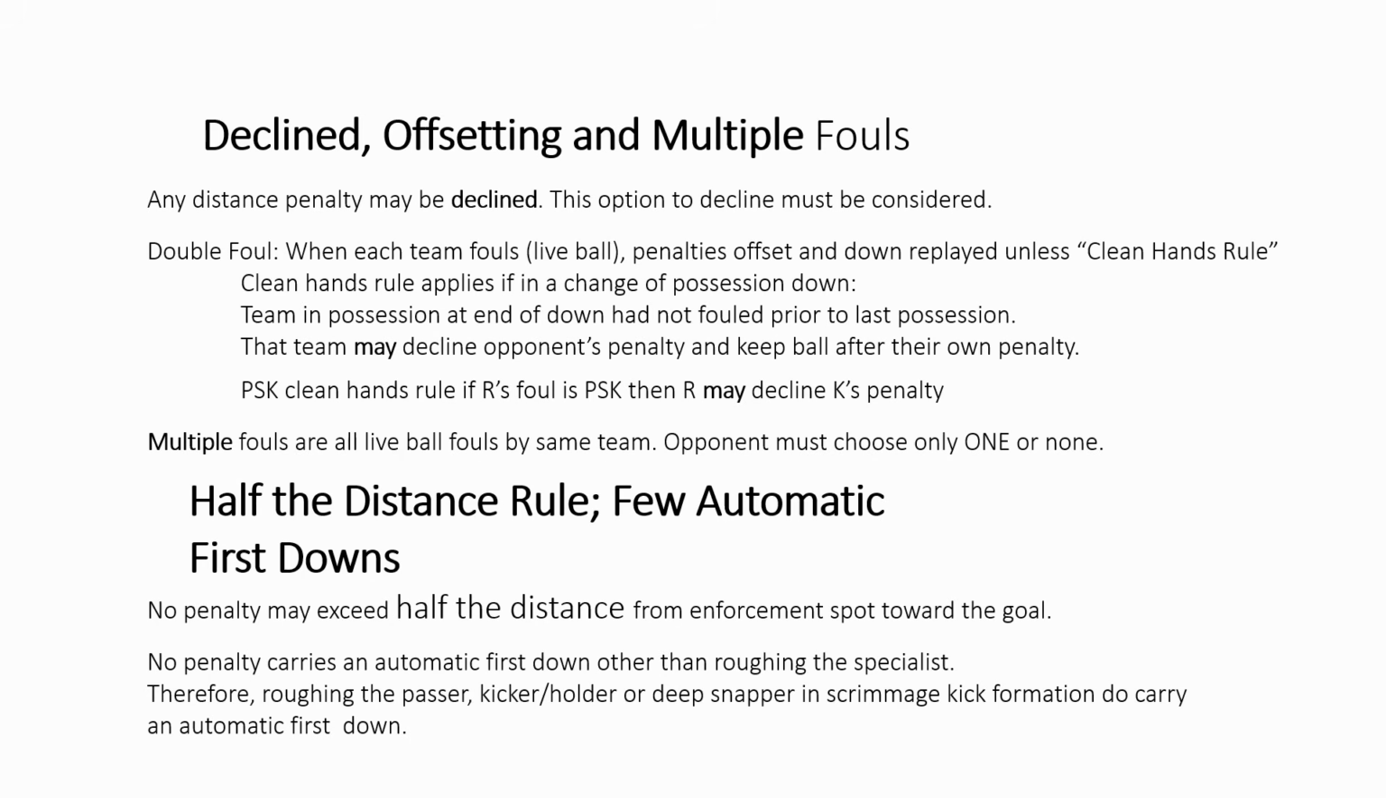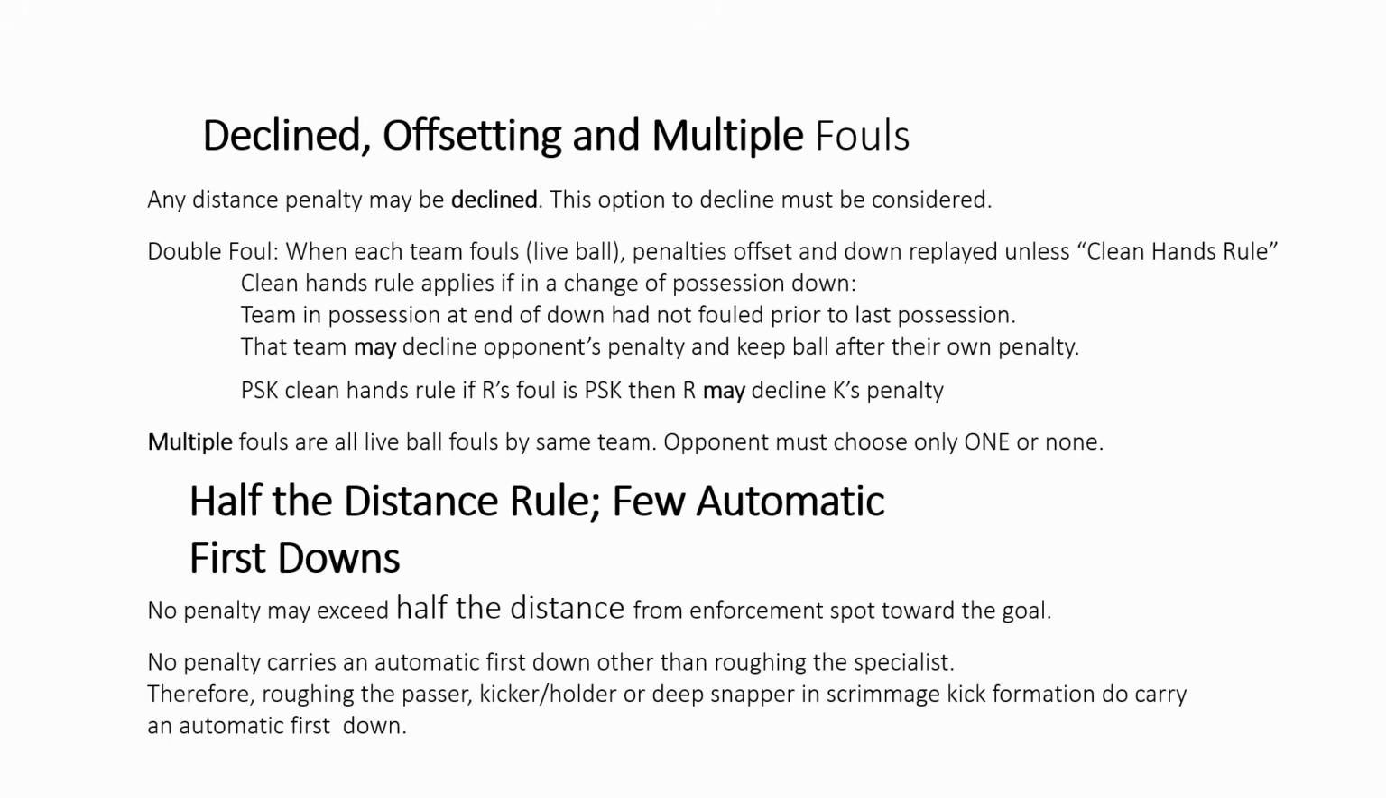Some basic doctrines have to be discussed, that any penalty may be declined. You have offsetting penalties and you have multiple fouls. Any distance penalty may be declined. So coaches often have to be told this option because there are situations where declination may be better.